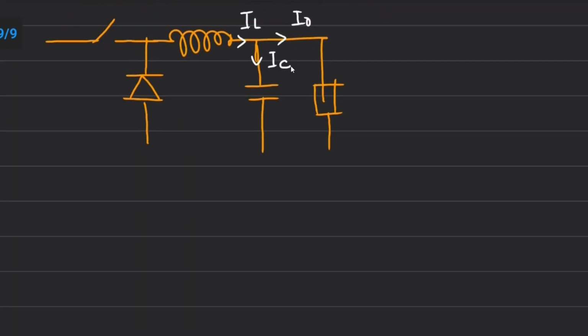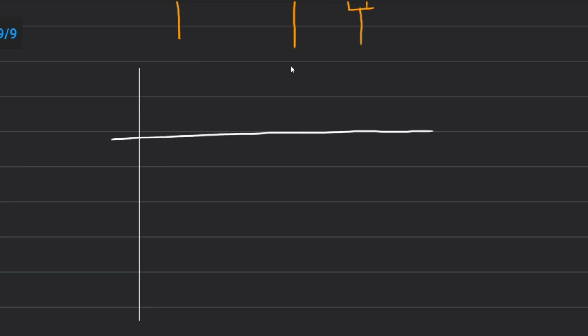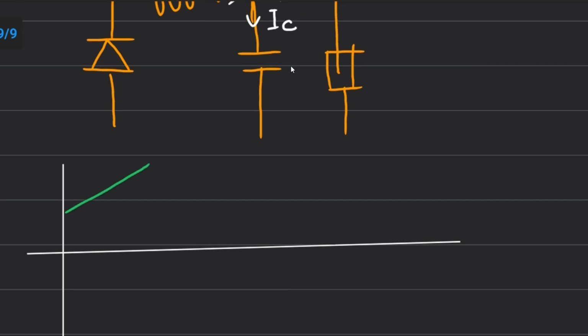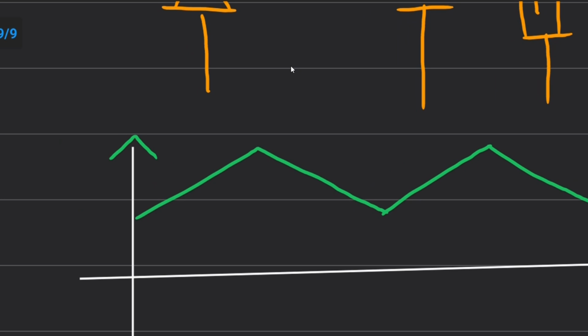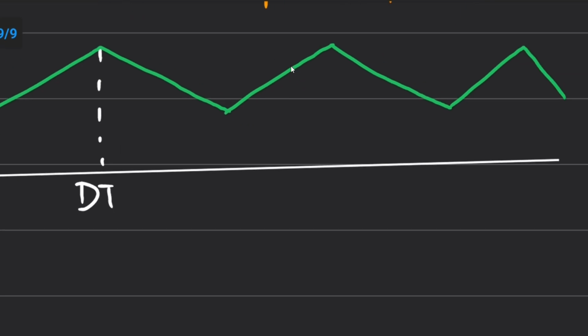Now, in any DC converter, the inductor current ranges between two limits. So if we plot the inductor waveform, it will range between two limits like this. This is I minimum, this is I maximum. This is the charging period, and this is the discharging period.